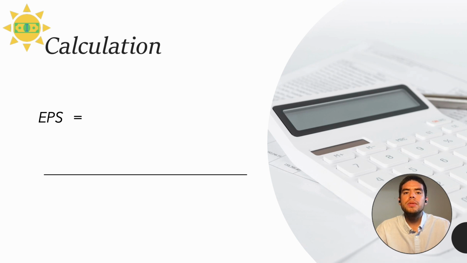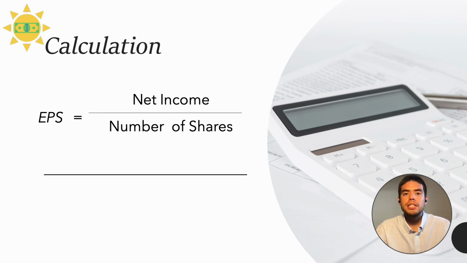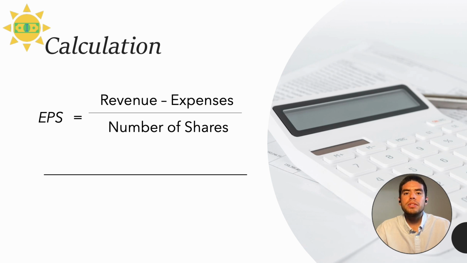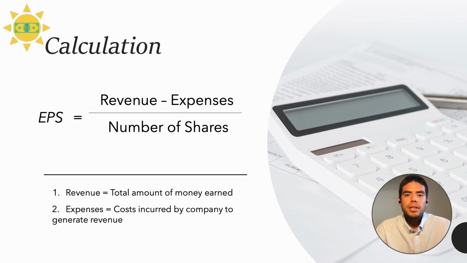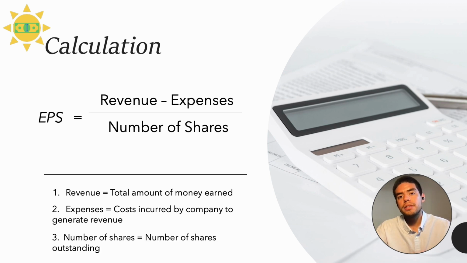Next up, let's walk through the calculation of the EPS ratio. EPS is equivalent to net income divided by the number of outstanding shares. Now, net income is also equivalent to a company's total revenue minus its total expenses. So in order to calculate the EPS, we need 3 values. The first value is the revenue or the money made. The second value is the expenses or the money lost. And the third value is the number of outstanding shares available to be traded in the open market.